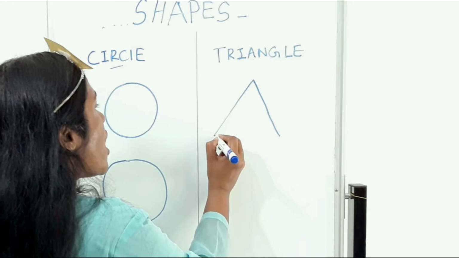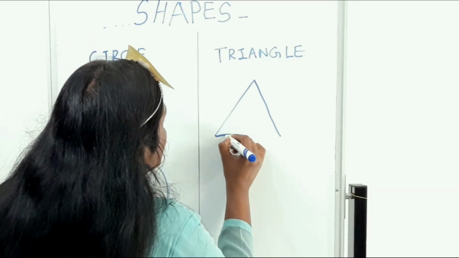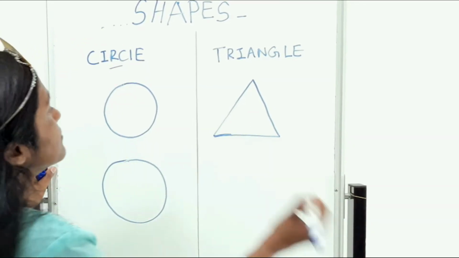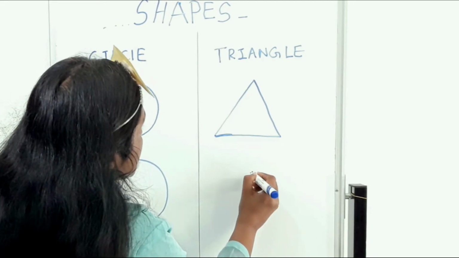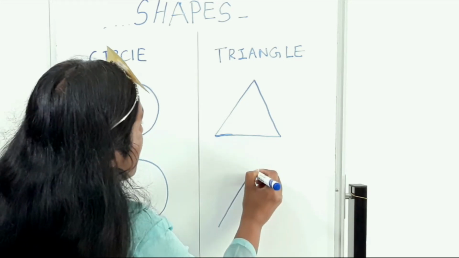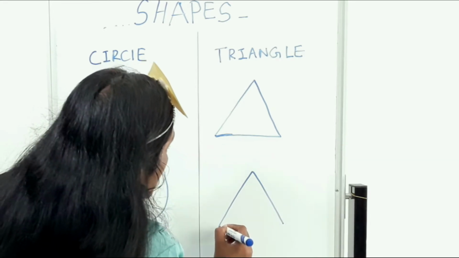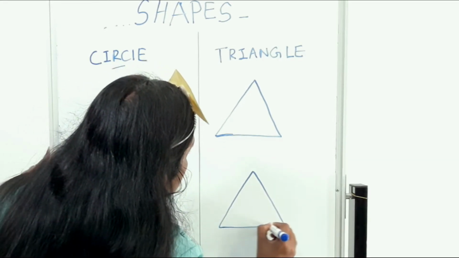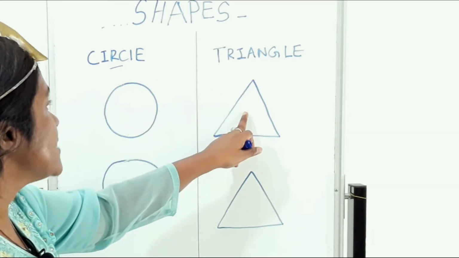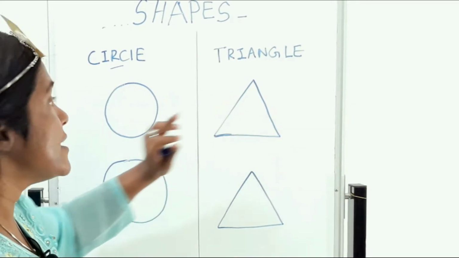Now I will join these two slanting lines with a sleeping line. Clear? First I will keep a dot and slanting line, go down, again up, back to the top, yes, slanting line and join two slanting lines with a sleeping line. This we are calling a triangle.